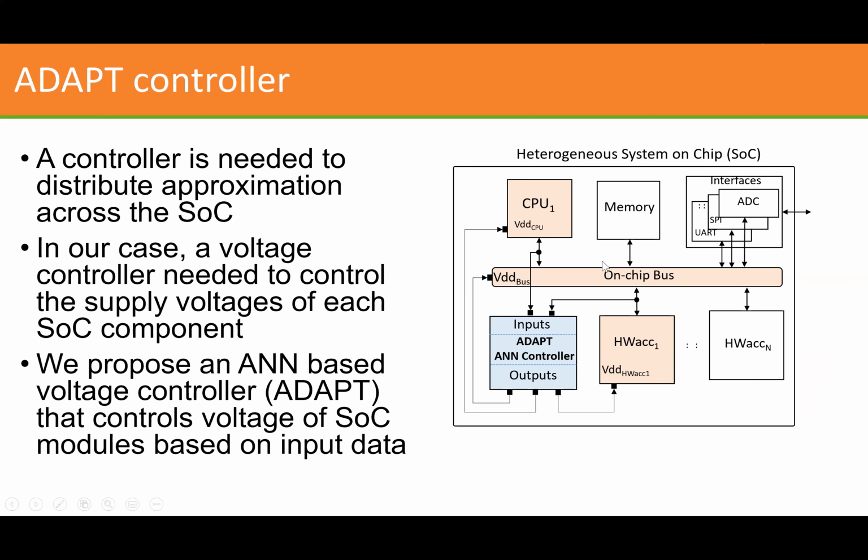And here is how it goes. In the picture of the SoC, you can see that we have just added an additional block, and this is our controller. It takes input from different stages of the SoC, and from the input during runtime, it will calculate or measure the voltage needed to run different SoC modules while keeping the error within the threshold at the same time. And this is how we do the approximation.